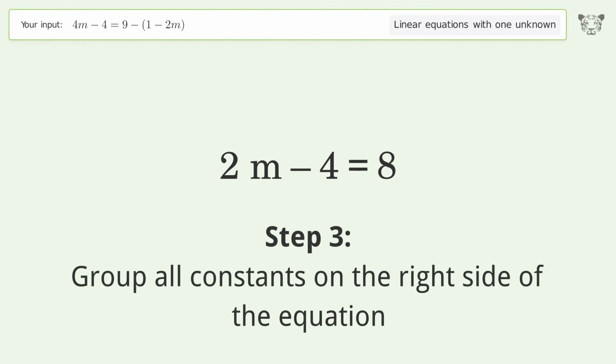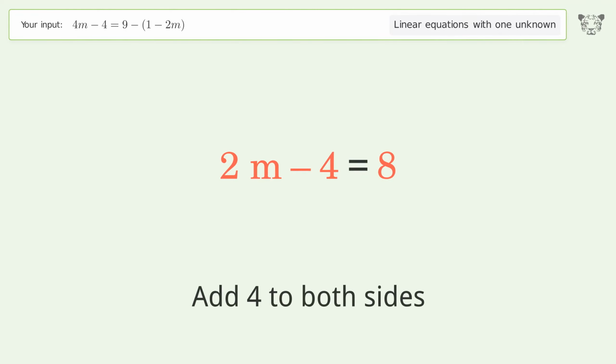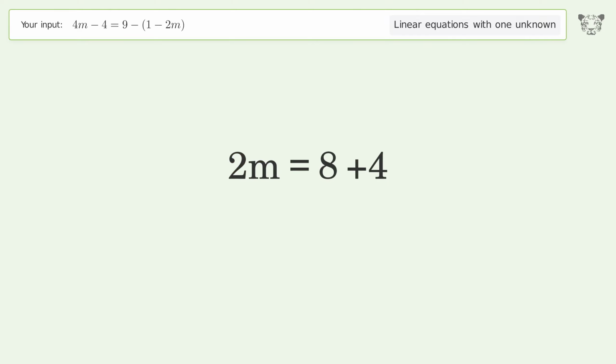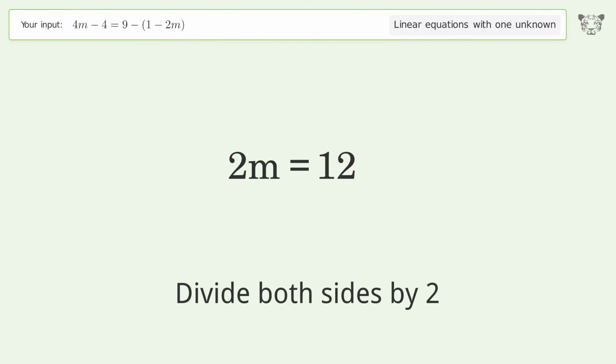Group all constants on the right side of the equation. Add 4 to both sides. Simplify the arithmetic. Isolate the m. Divide both sides by 2.